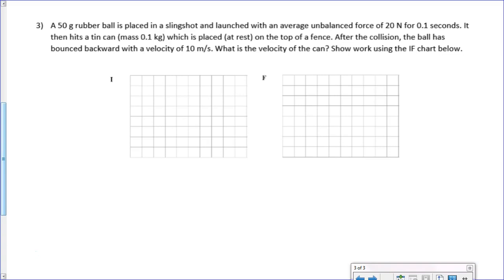All right, so the first thing I'll do is change in momentum equals F t, unbalanced force times time. When we do this, we get 20 newtons times 0.1 seconds, so 20 times 0.1. All right, and that gives us 2 kilogram meters per second. And that is how much momentum the ball has when it leaves the slingshot. So we use that actually as our initial momentum when we start off here.